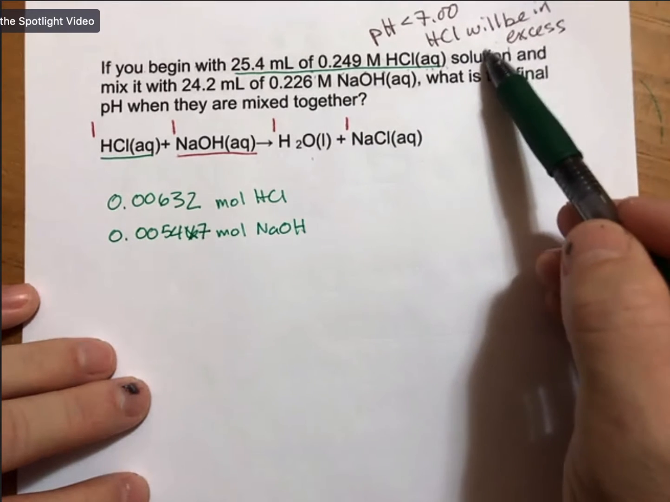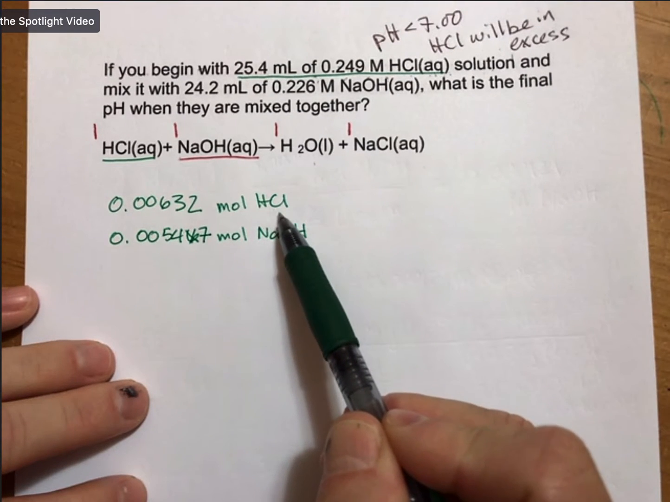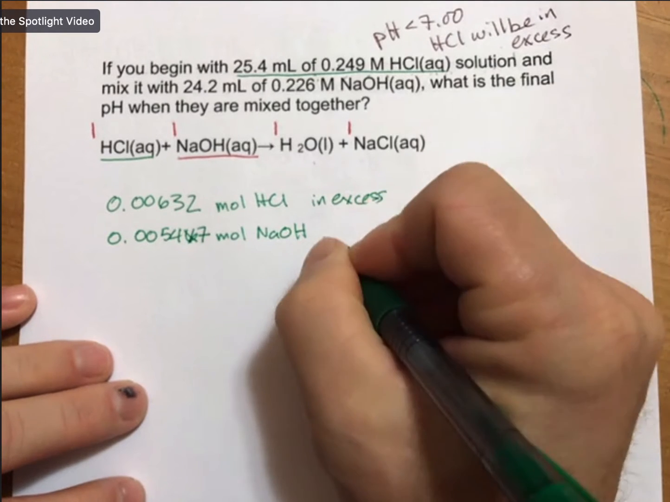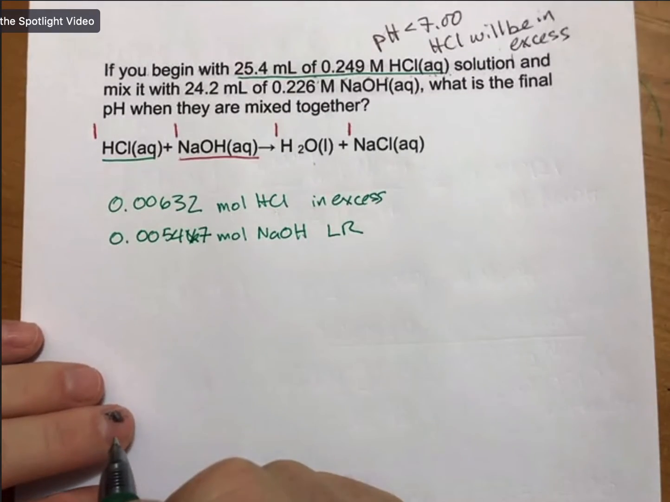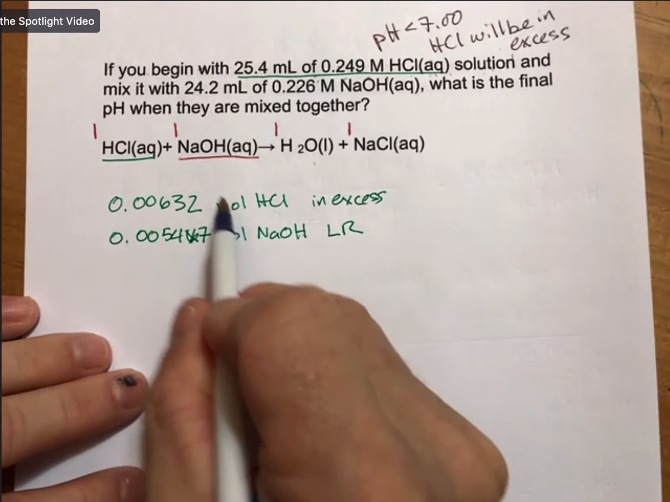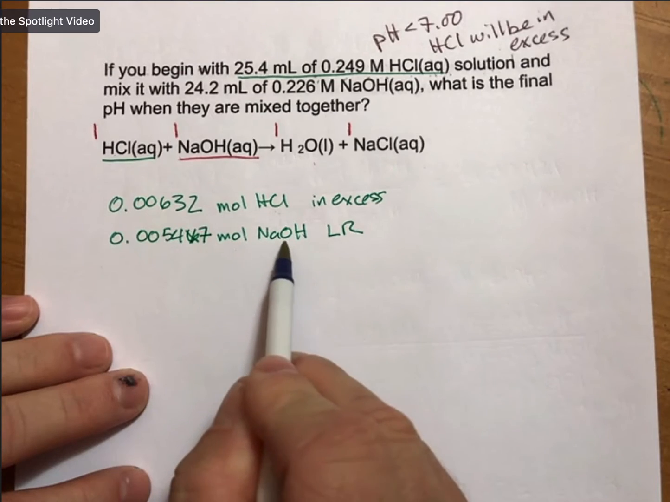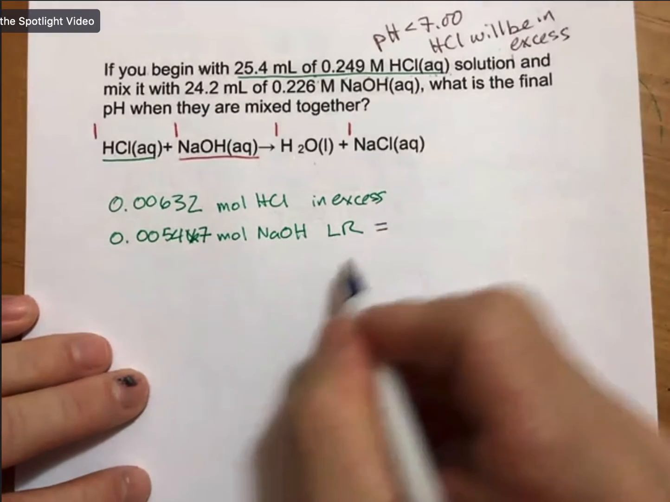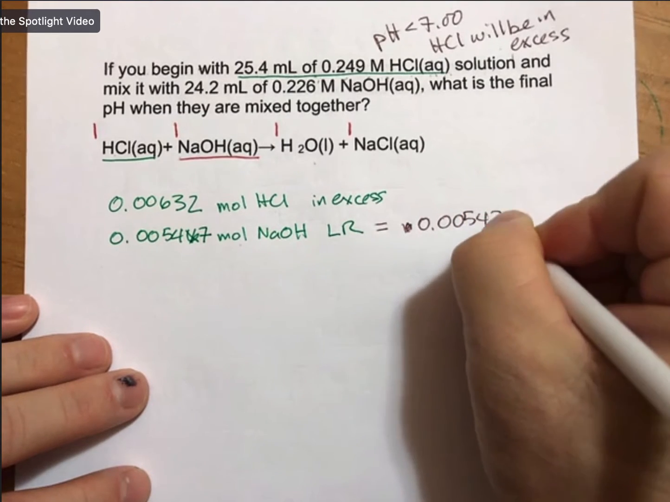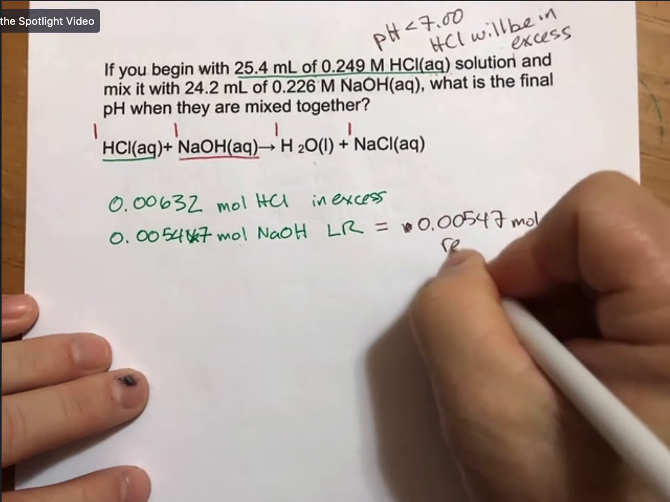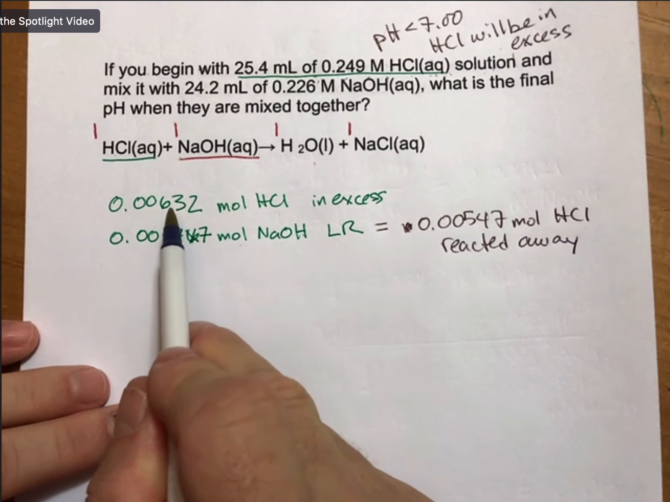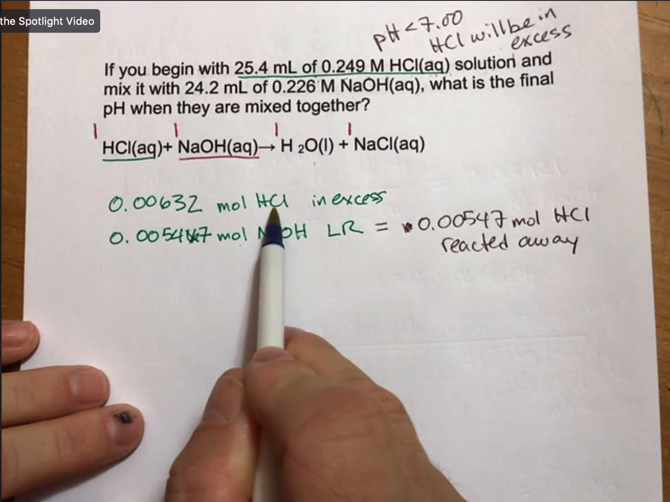So like I said before, we can see that we have more moles of HCl, and that means that it will be in excess. And my sodium hydroxide will be my limiting reactant. Okay, and then the next step will be to recognize, because it's one-to-one stoichiometry, the moles of sodium hydroxide are also equal to the moles of HCl that react away. So equals 0.00547 moles HCl reacted away. And so when we subtract these two numbers, we will get the moles of HCl left over.